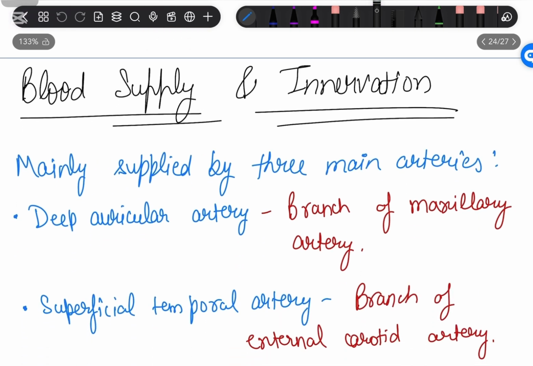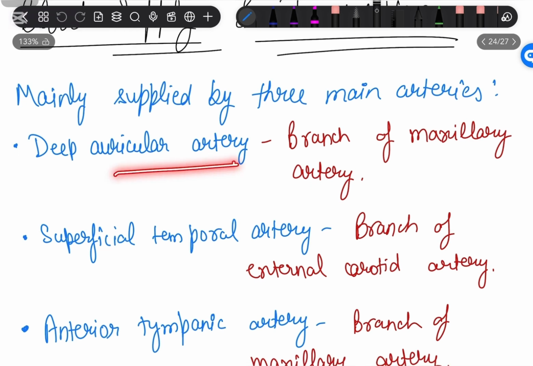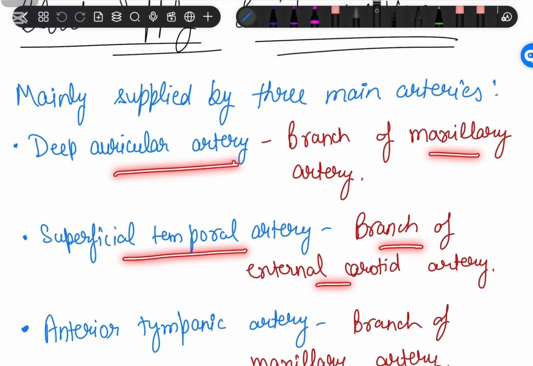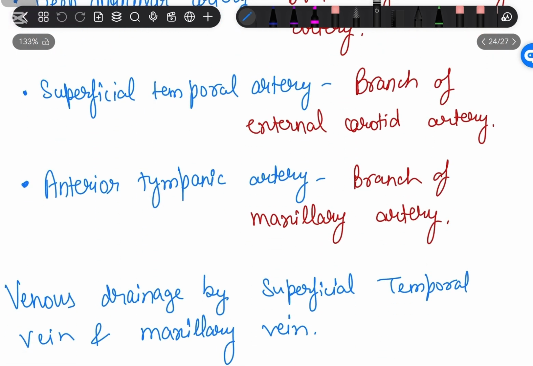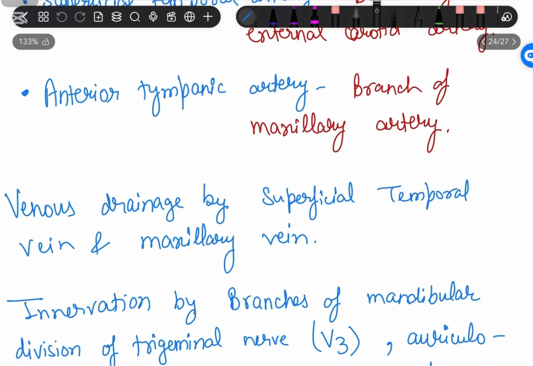Now moving forward, we will talk about blood supply and innervation. It is mainly supplied by three arteries: the deep auricular artery, which is a branch of the maxillary artery; the superficial temporal artery, a branch of the external carotid artery; and the third artery, the anterior tympanic artery, which is also a branch of the maxillary artery. The venous drainage is done by the superficial temporal vein and the maxillary vein.